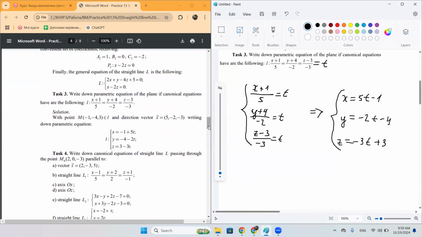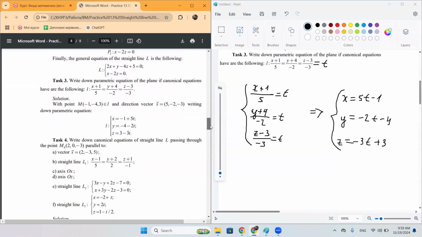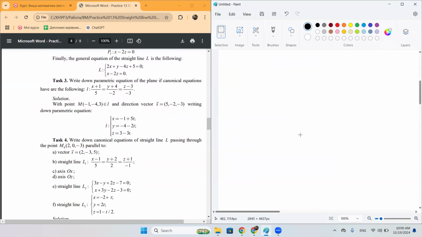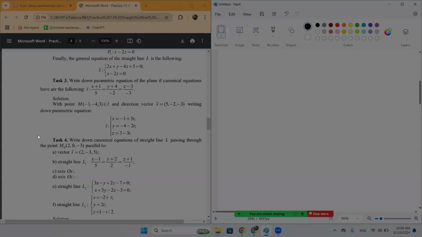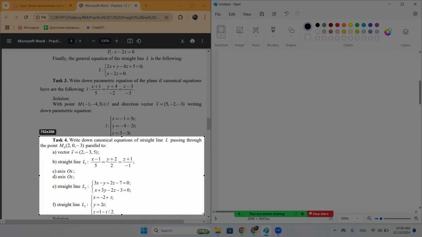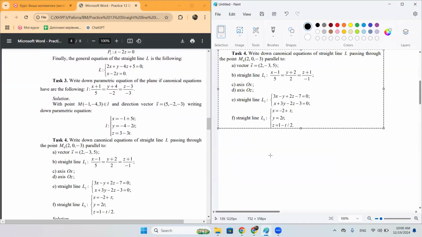Okay, if no questions, let's continue. So that's quite easy for you. The task is the next. We need to write down canonical equations of the straight line L passing through the point M0, with the given coordinates, and it's parallel to different figures. So vector, straight line, coordinate axis, and so on.